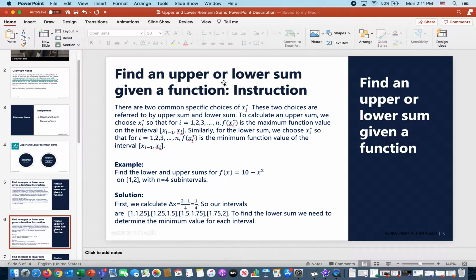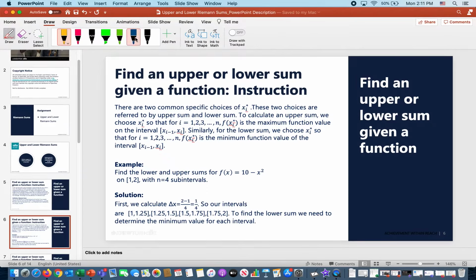Okay, so when I find the lower and upper sum for f of x equals 10 minus x squared on the interval from 1 to 2 with 4 subintervals, there are a couple of things I have to remember. So that's what this first example is wanting us to do. Find the upper and lower sum for f of x equals 10 minus x squared on this given interval 1 to 2. So there's something really important going on here.